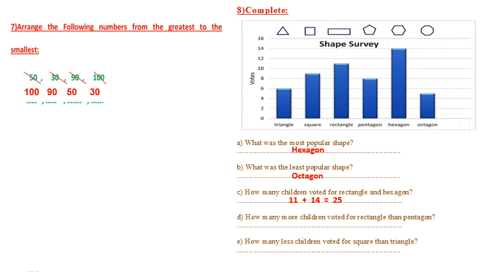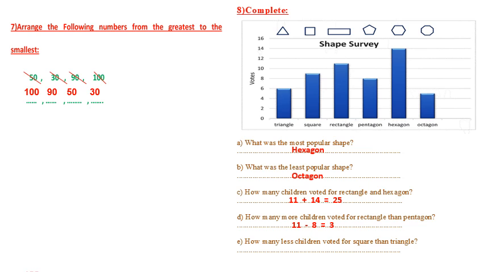How many more children voted for rectangle than pentagon? How many children voted for rectangle? 11. And how many children voted for pentagon? 8. So I'll subtract: 11 minus 8 equals 3.